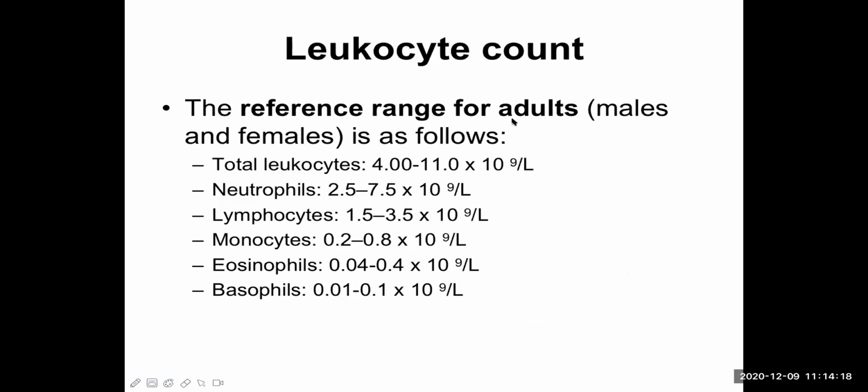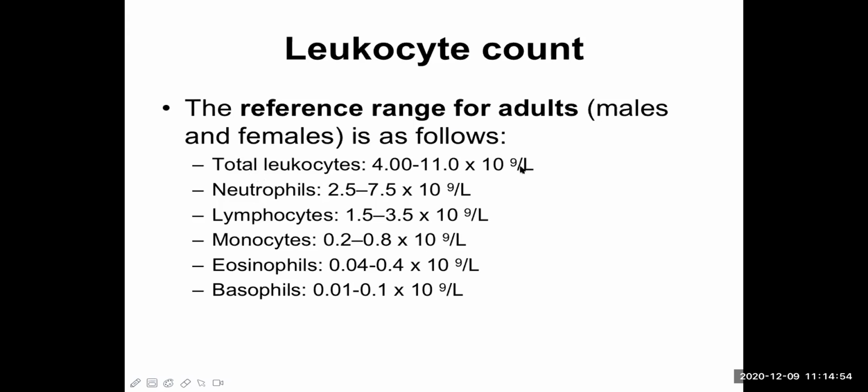Now, this is the reference range for adults regarding the total leukocyte count and differential leukocyte count. Total leukocyte and differential leukocyte. Now see there, the total leukocyte count is 4 to 11, into 10 to the power 9 per liter. If I use per liter, it is 10 to the power 9. If I use microliter, then it will be 4,000 to 11,000. So whichever way you want to interpret, it's up to you.